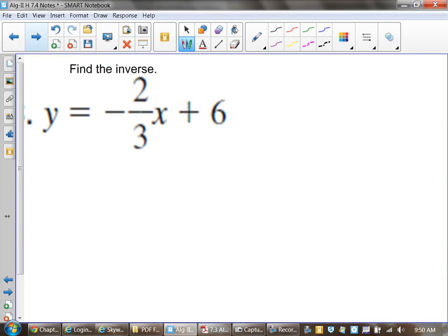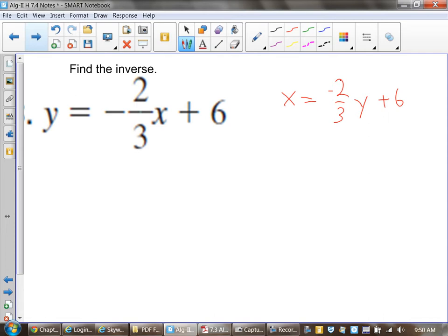I'm not going to do any verification or anything quite yet. I'm just going to say I want to find the inverse of this function. This is a linear function again. I have y equals negative 2/3 x plus 6, and I want to find the inverse. So in order to start finding the inverse, you flip-flop the x and the y, so it becomes x equals negative 2/3 y plus 6, and then what do you do?